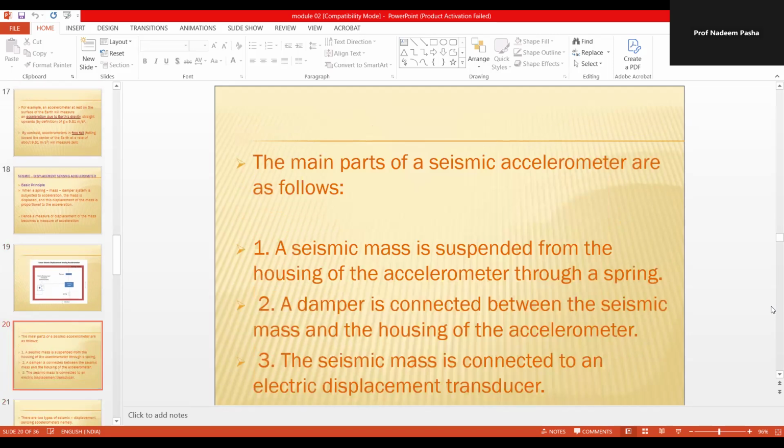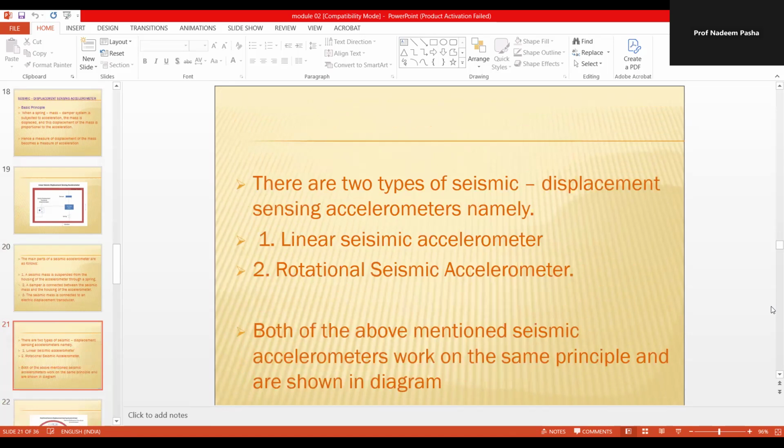The main parts of a seismic accelerometer are as follows. Number one, a seismic mass is suspended from the housing of the accelerometer through a spring. Next, a damper is connected between the seismic mass and the housing of the accelerometer. The seismic mass is connected to an electric displacement transducer, and the transducer is also attached to the accelerometer.